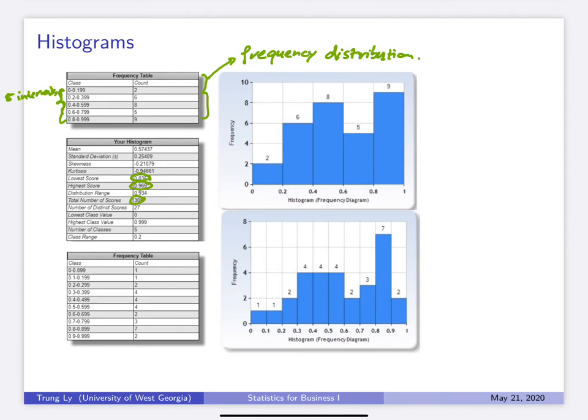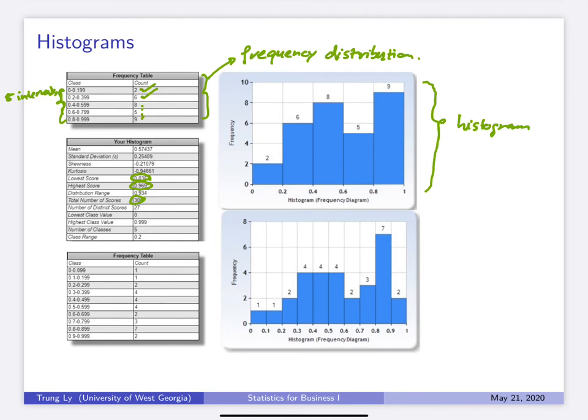So this table tells me that there are 2 observations whose values are between 0 and 0.199, 6 observations whose values are between 0.2 and 0.399, and so on and so forth. I then use the information to construct a bar chart, which is what we call a histogram. Note that this histogram is a perfectly good representation of the data.